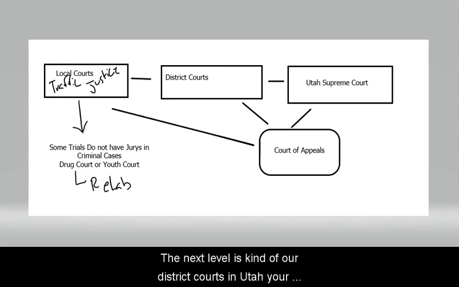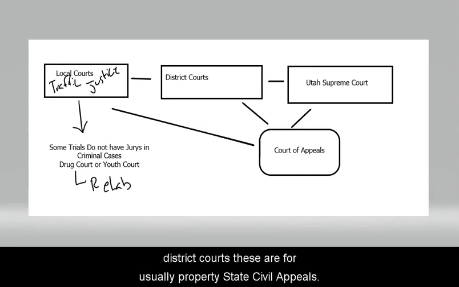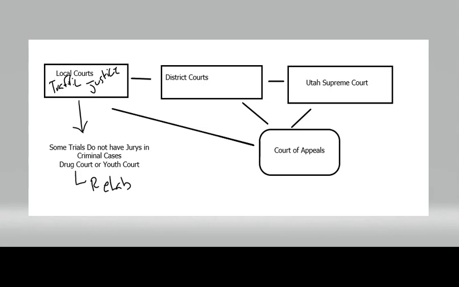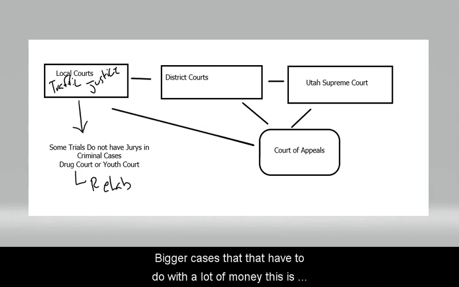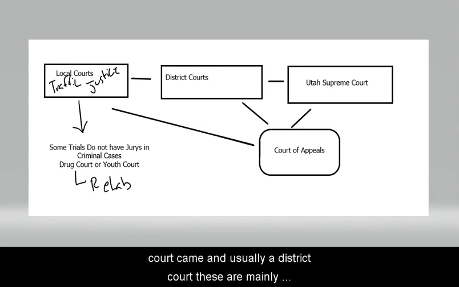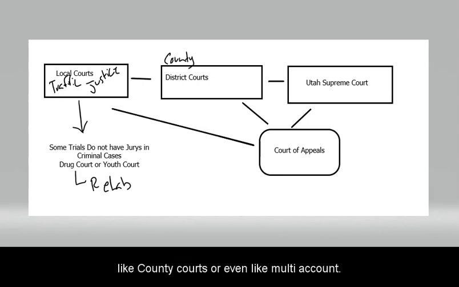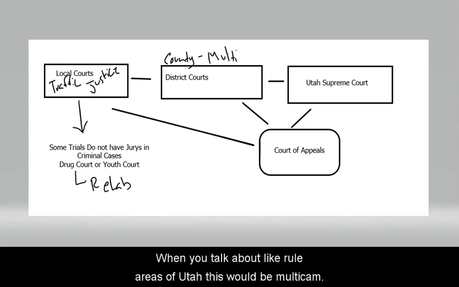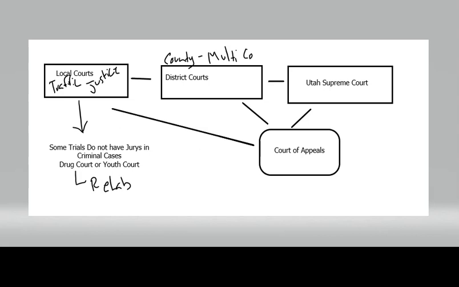The next level is our district courts in Utah. Your district courts are usually for property, estate, civil appeals, and bigger cases that have to do with a lot of money. This is really the higher-end misdemeanors, exclusive to felonies. You'll see these in the district court. Okay, and usually a district court is mainly a county court or even multi-county. When you're talking about rural areas of Utah, this would be multi-county.